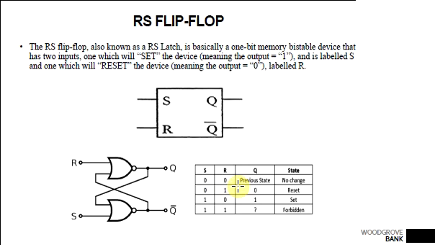In the next case, when we input 0 to S and 1 to R, that is the reset condition, where the output Q will be 0. When S is equal to 1 and R is equal to 0, then Q will be 1, which corresponds to the set condition. And when both inputs are 1, the output will be undefined; we cannot define what the state of the system will be. So that is called the forbidden state.